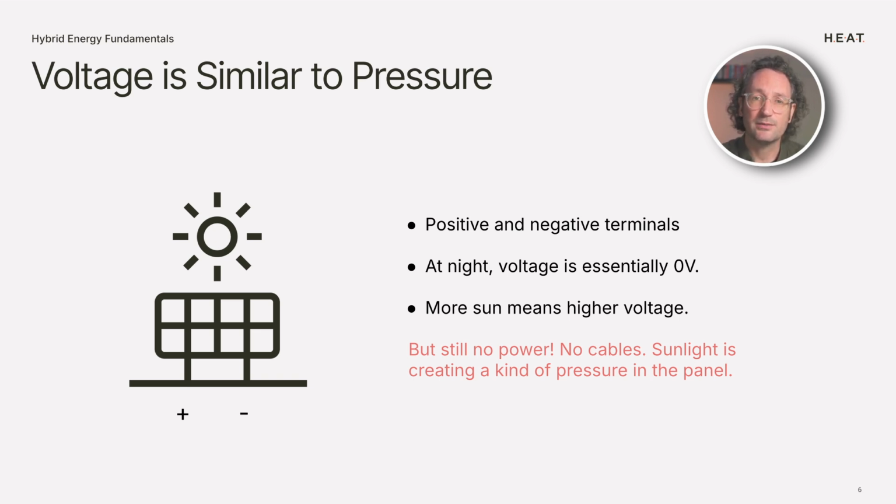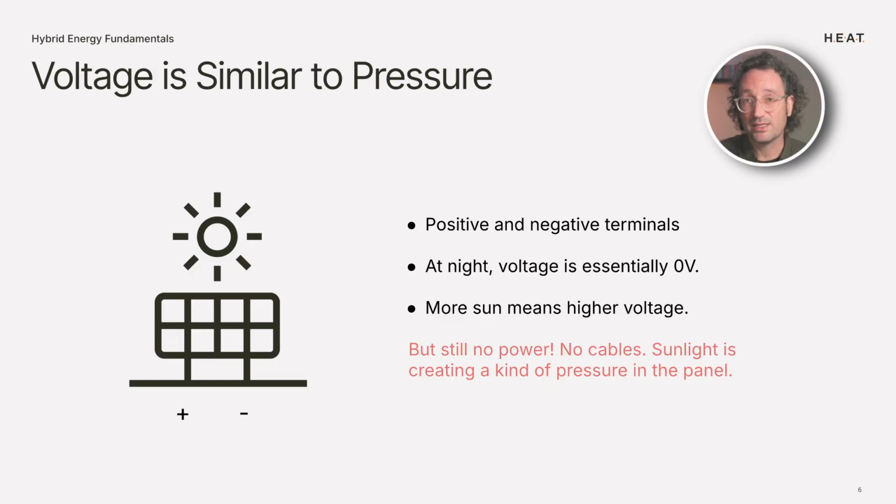but more importantly, if you take a look at a solar panel, it's got a positive and a negative terminal on it. At night, the voltage across those terminals is about 0 volts, and during the day, as the sun comes out, and as the sun gets brighter, that voltage increases. And I want you to think about this as a kind of pressure. It's like the sun hitting the solar panel creates a kind of pressure inside of the solar panel, and that pressure is expressed through a higher voltage. But again, in our example of this loose solar panel with no cables, there's still no power being produced. It's just under pressure.